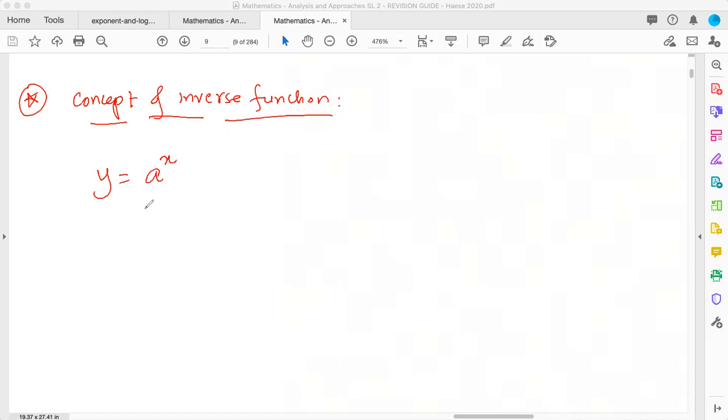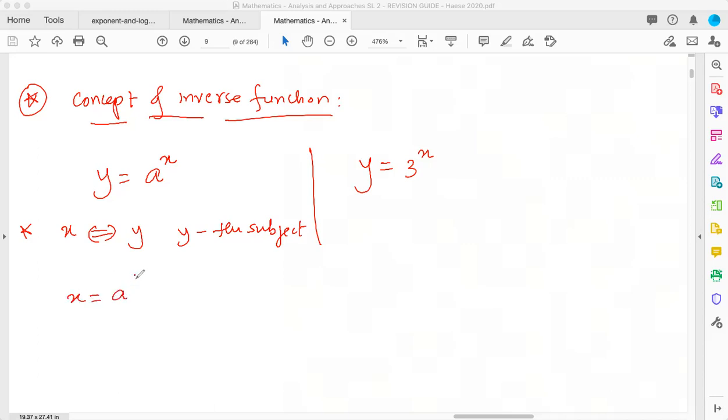Now, if I find the inverse of this function, I'll take a parallel example, for example y equals 3 to the power x. When you find the inverse of this function, the steps are to interchange x with y and make y the subject of the formula. So when you interchange x with y, I can write this as x equals a to the power y. Here I'm just writing this down, so I'm doing nothing in this step.